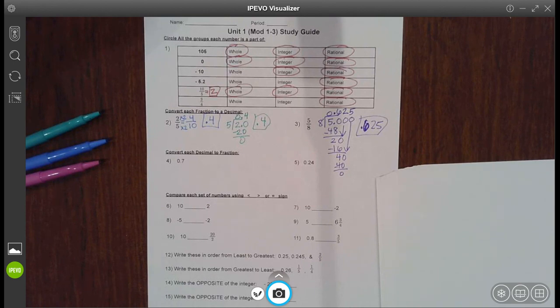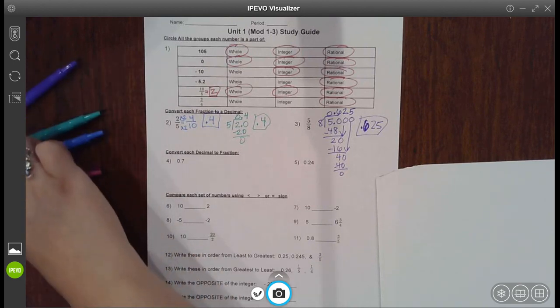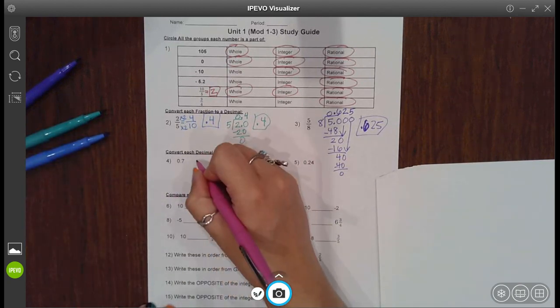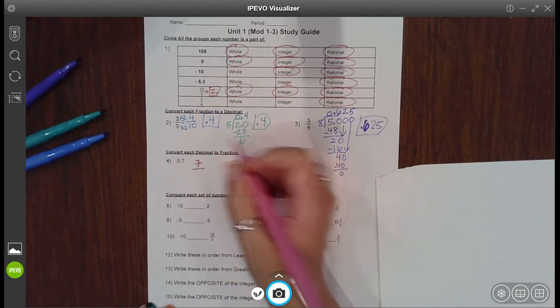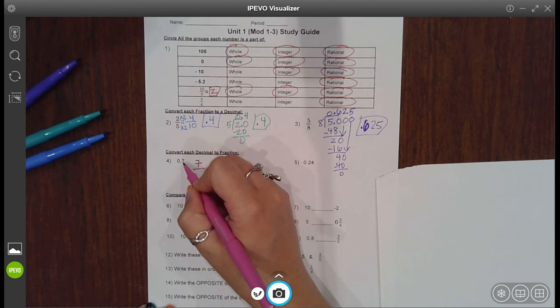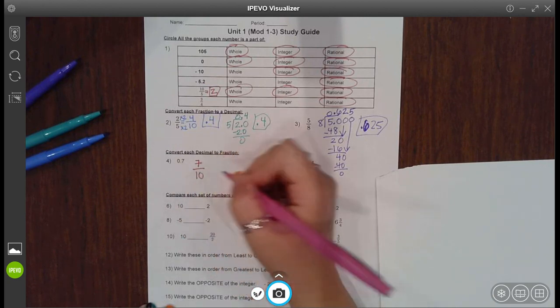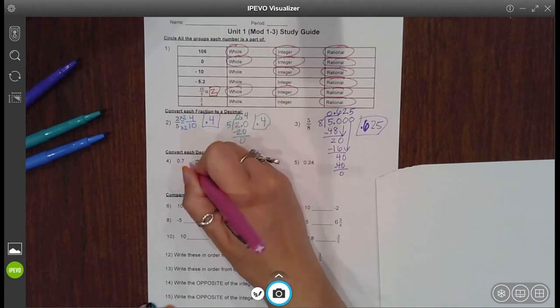Now let's convert decimals to fractions. These are a little bit easier. Okay, the number after the decimal goes on top. And then what place is this in? It's in the tens place, so it goes over 10. If it can reduce, we'd reduce it.